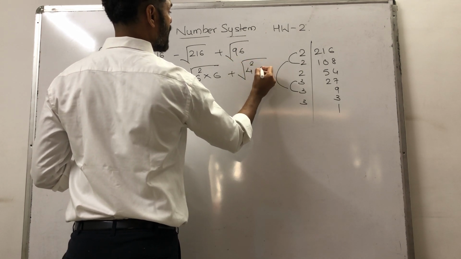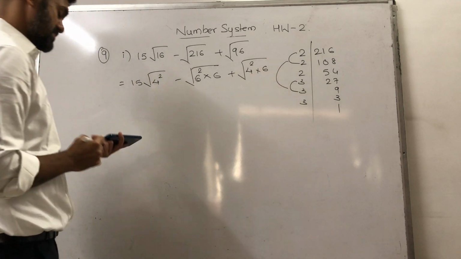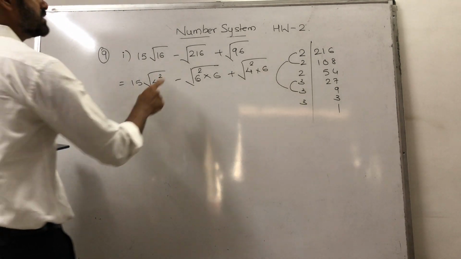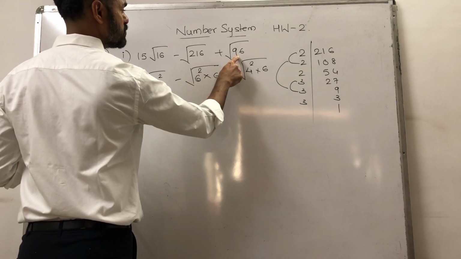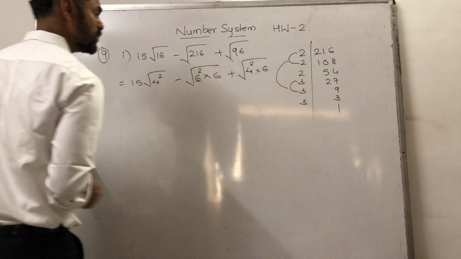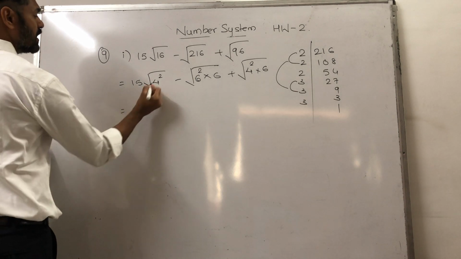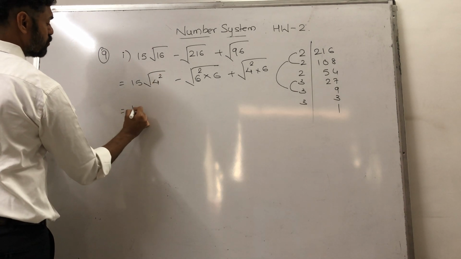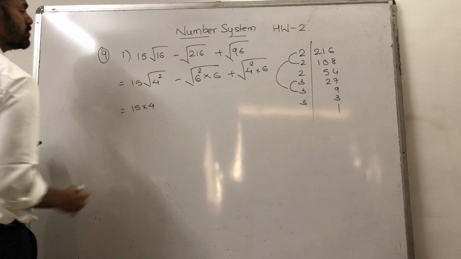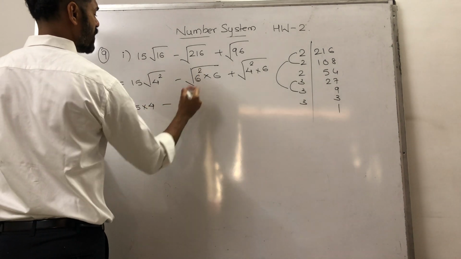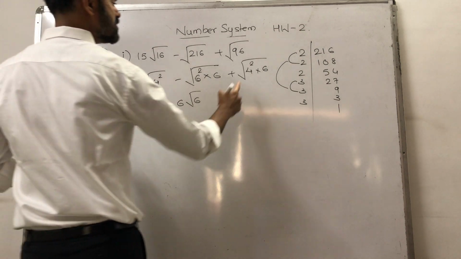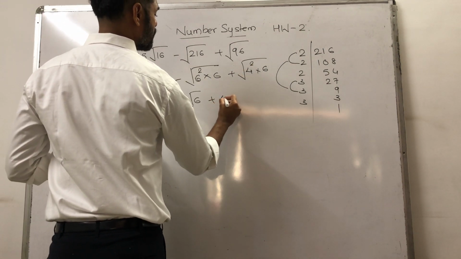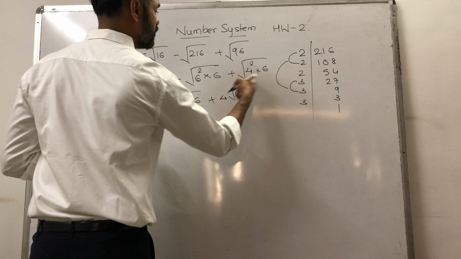16 is 4 square into 6. That is, the biggest perfect square factor of 216 is 36 and the biggest perfect square factor of 96 is 4 square, that is 16. Now what is the square root of 4 square? Square root of 4 square would be 4. What is the square root of 6 square? The square root of 6 square would be 6, so you have 6 in the root. What is the square root of 4 square? The square root of 4 square would be 4, so you have 6 remaining in the root.